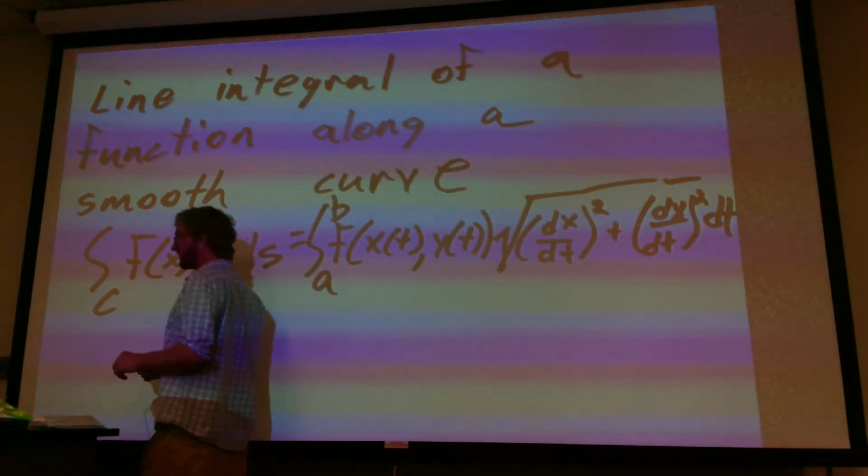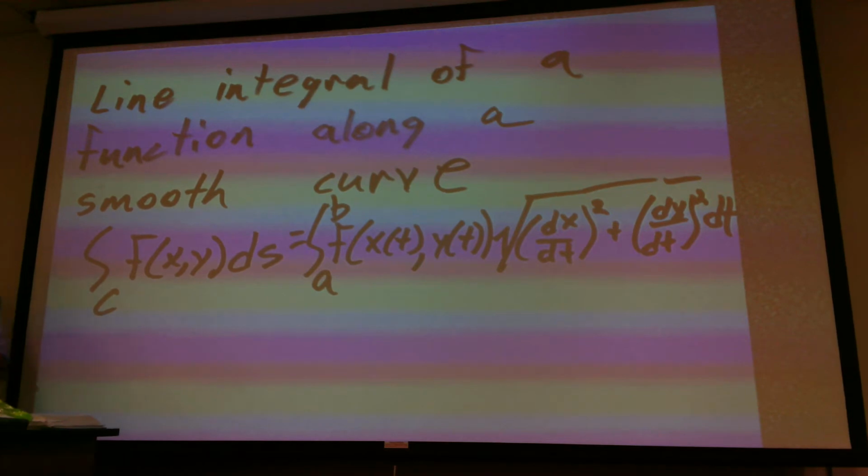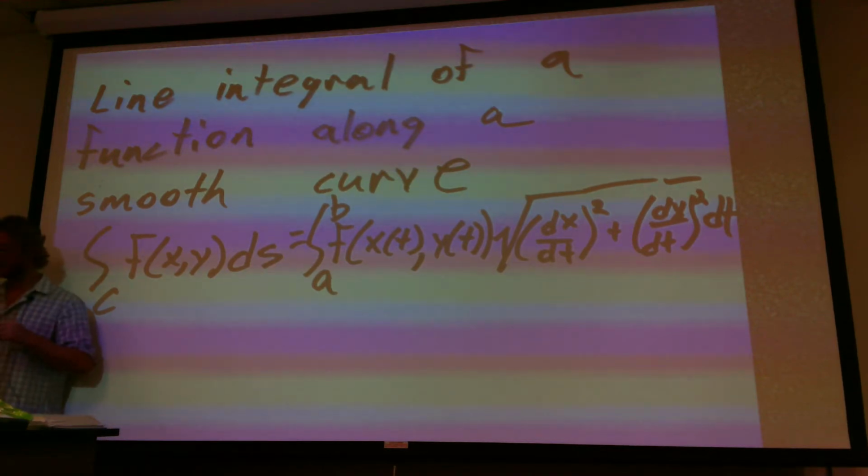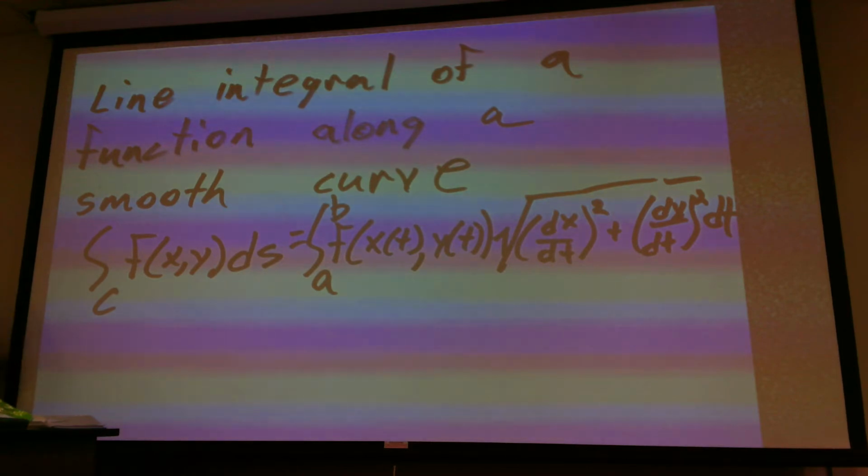So this is going to be the line integral of a function along a smooth curve. This is the equation for it. Let's start with an example. This problem lends itself well to polar coordinates, so let's start with a circle, okay?